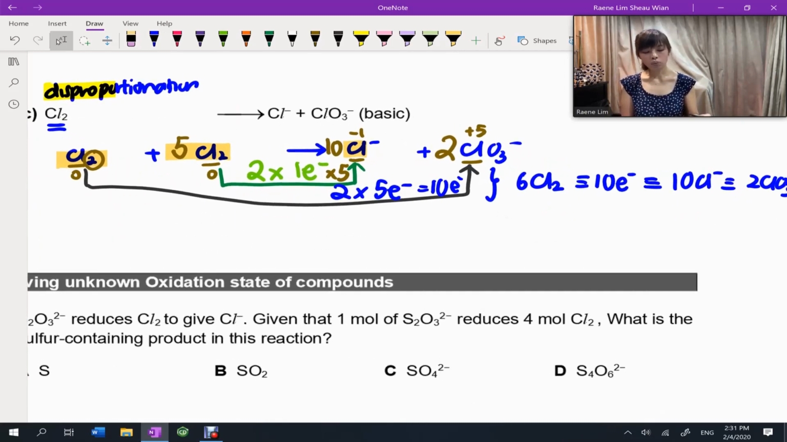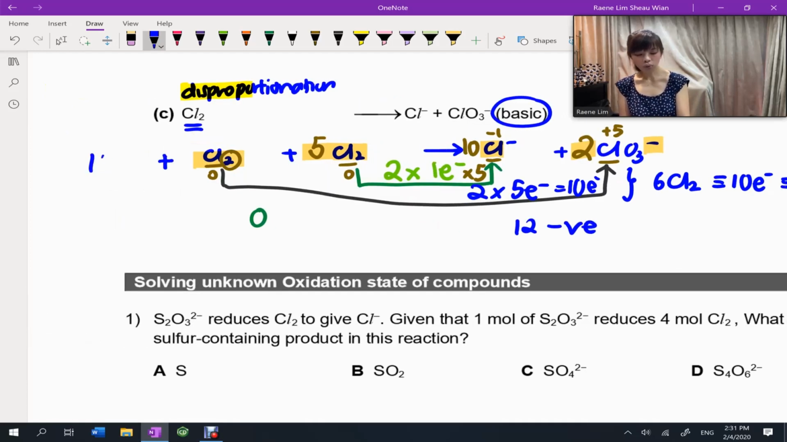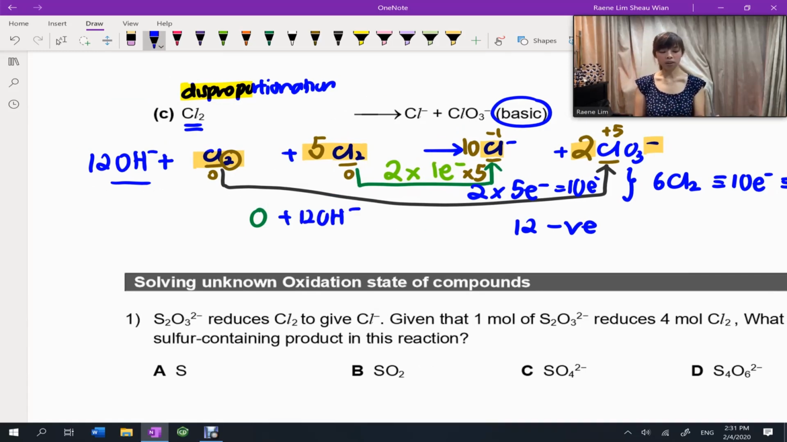Now, if you are interested in balancing the full equation, then that's when we continue to count the charges first. On the left-hand side is 0. On the right-hand side is 10 Cl⁻, so 10 negative charges, plus 2 negative charges here. So you have a total of 12 negative charges, right? Since we are balancing in a basic medium, we add negative charges to the left-hand side, so 12 negative charges. All right, so both sides have a total of 12 negative charges.